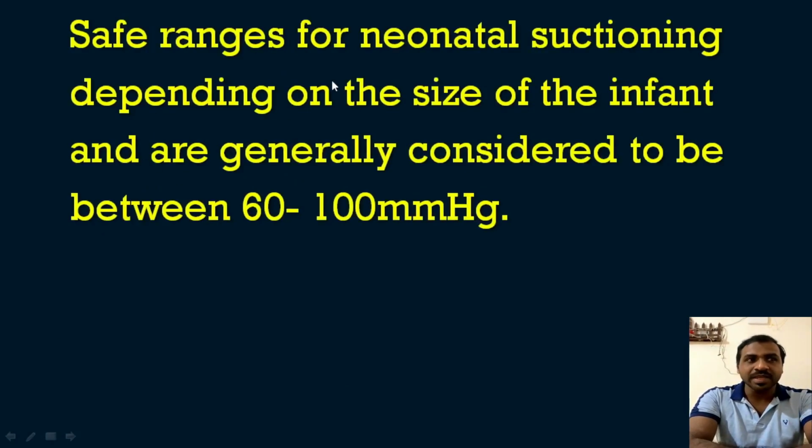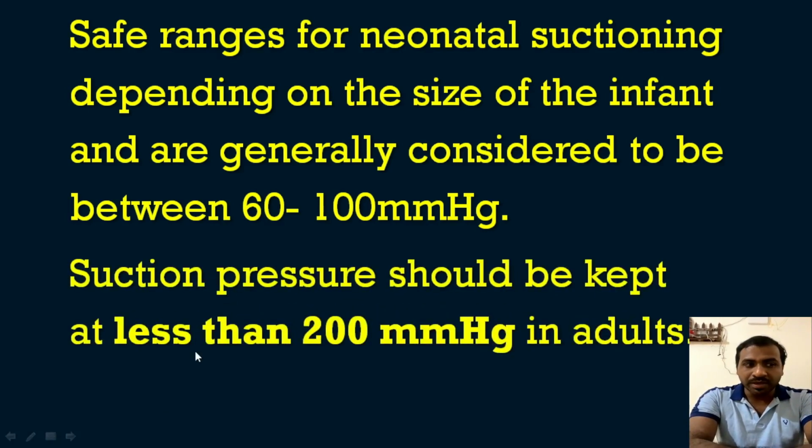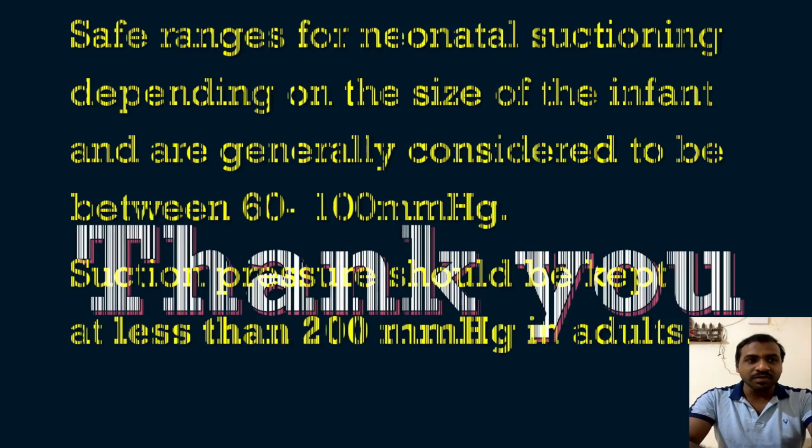So we will see. Safe ranges for neonatal suctioning depend on the size of the infants and are generally considered to be between 60 to 100 millimeter of mercury. So 60 to 100 is the generally acceptable suctioning pressure for neonates. Suction pressure should be kept less than 200 millimeter of mercury in adults. So in adults it is less than 200 millimeter of mercury, and for neonates it is 60 to 100 millimeter of mercury. So with that we have come to the end of our series.